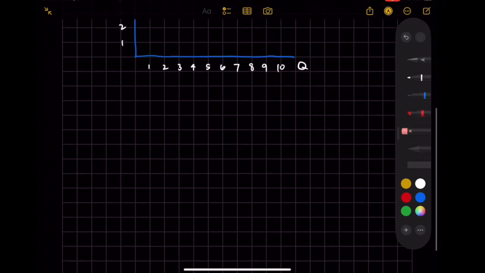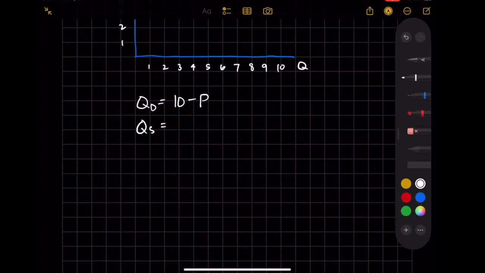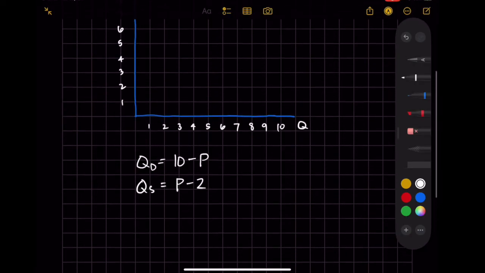In this example, let's assume that the quantity demanded for a given good is equal to 10 minus P, which is the price. So the quantity is equal to 10 minus whatever the price is. And in this market, the quantity supplied is P minus 2. Okay, so these are what we call the demand and the supply functions.